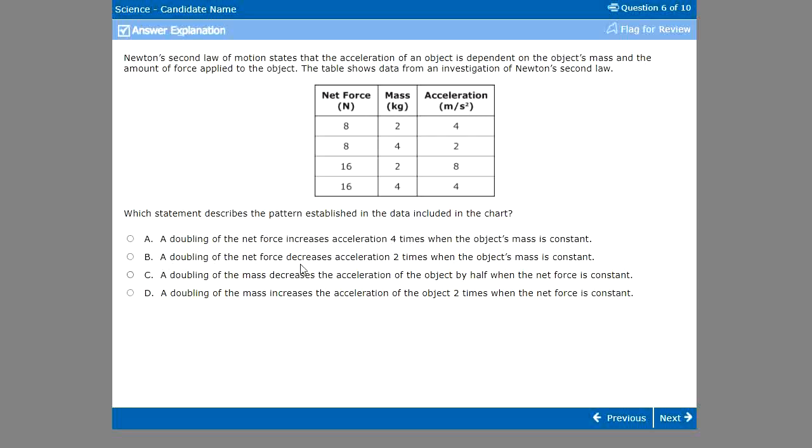B. Doubling the net force decreases acceleration 2 times when the object's mass is constant. Well, we can exclude that as well. We just showed that the acceleration doubles.